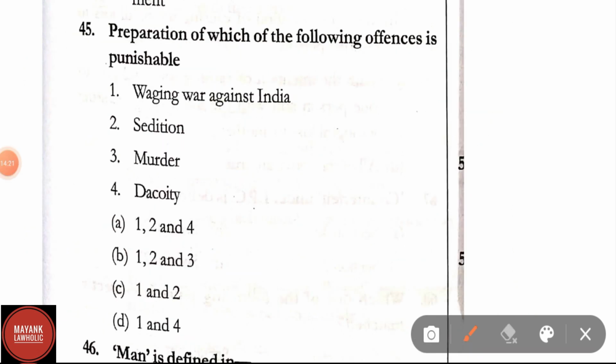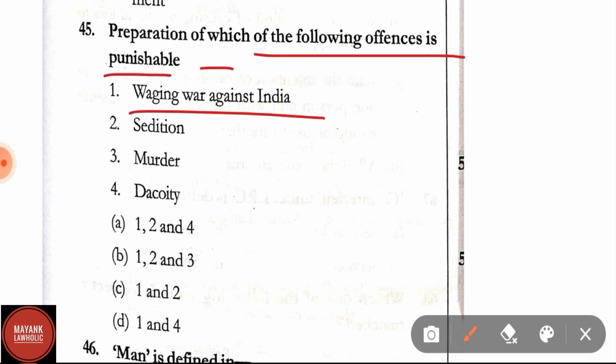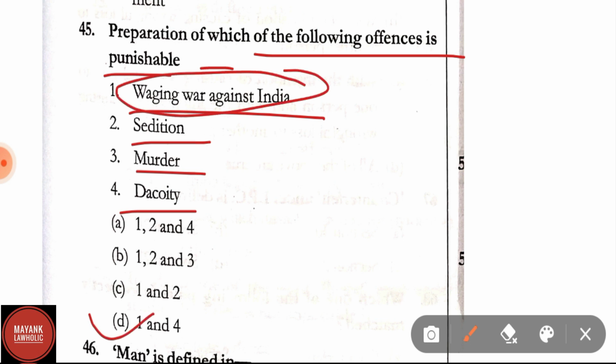Question number 45. Preparation of which of the following offences is punishable? 1. Waging war against India. 2nd, sedition. 3rd, murder. 4th, dacoity. Options are 1, 2 and 4; 1, 2 and 3; 1 and 2; 1 and 4. In question number 45, correct answer is option D, that is 1st and 4th, which means waging war against India and dacoity. Here the preparation is punishable.